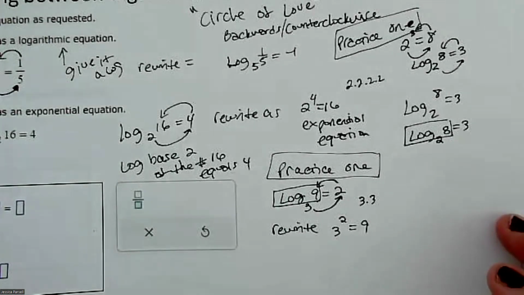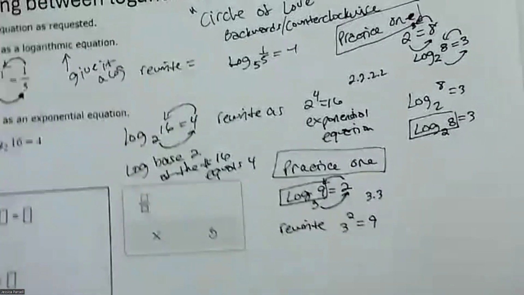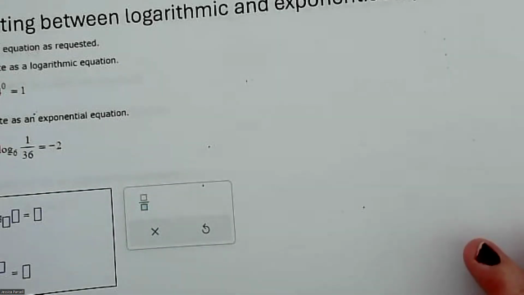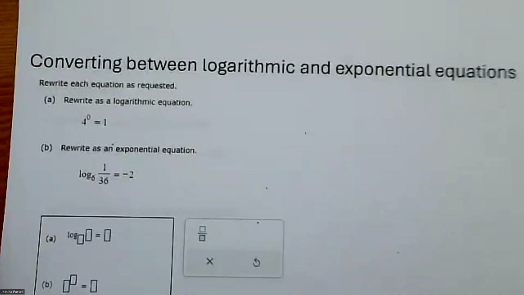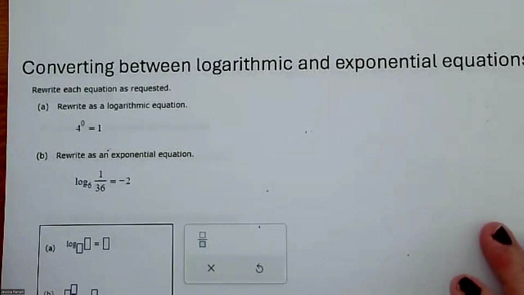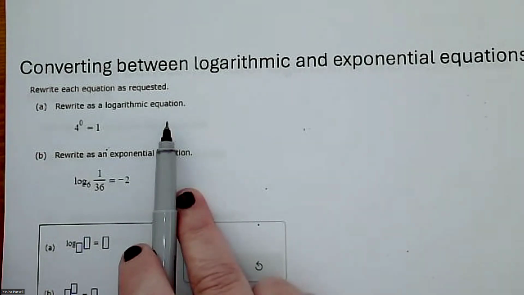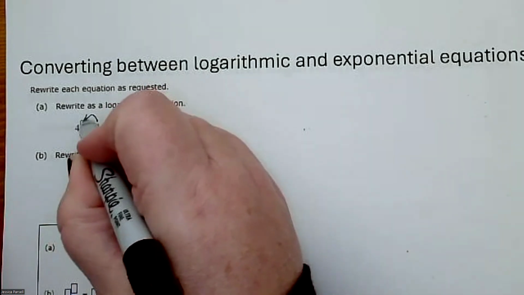I think I might have thrown another problem. Yeah, I did. I threw some extra practice in here because these take a little bit of practicing. You can always go and look at the rules on ALEKS of how they want you to do it, but if you don't like that, you're free to use my patented circle of love. Okay, rewrite as a logarithm equation. All right, so draw your little backward circle if you're into that.